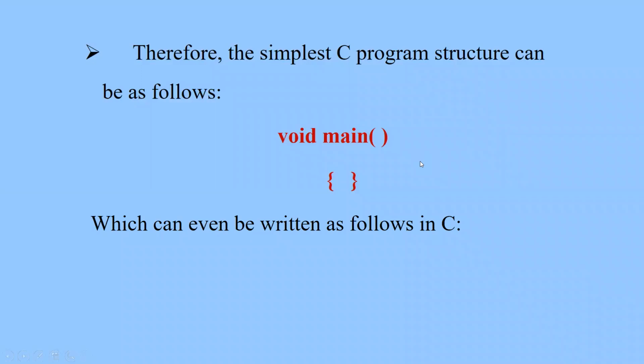This can also be written as follows. You can read it as a single statement, as you can see: void, main, parentheses, left brace, right brace. That's all. There are no statements to be executed here. This function is supposed to do nothing, but it is a valid program, a complete program in C.